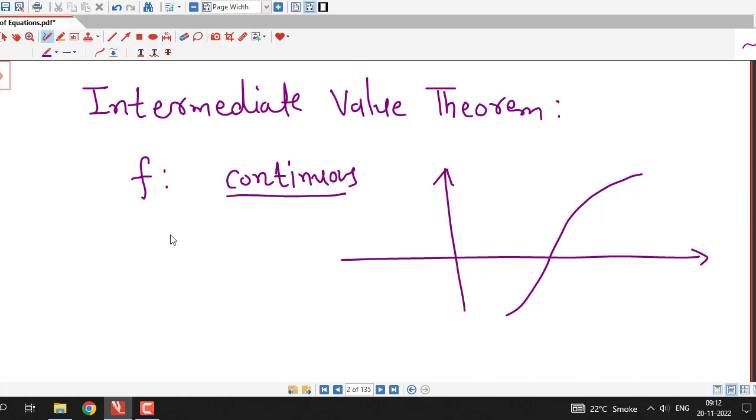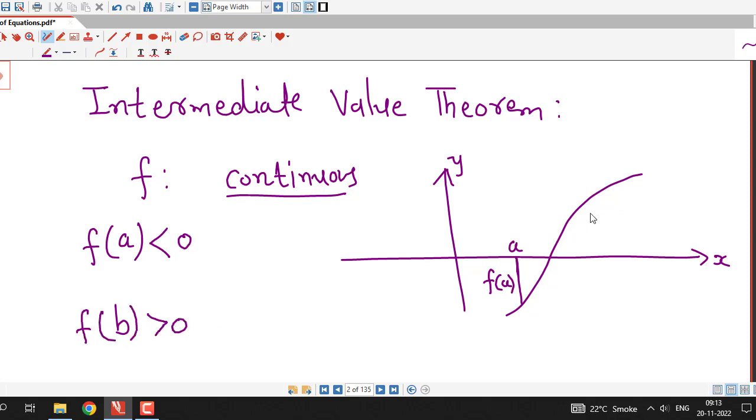Now suppose we can find two real numbers, say a and b, such that the value of the function at point a is negative. Suppose this point is a, then this distance is the value of the function at point a, and it is below the x axis, so it is negative. And suppose the value of the function at point b is positive. Suppose b is somewhere here. If b is this point, then this distance is f of b and it is positive.